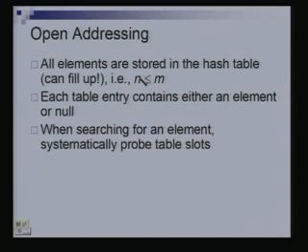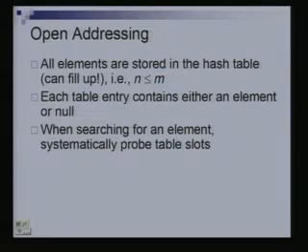Right? This was not a requirement for my chaining technique. I could have the number of elements larger than the size of the table, because there the elements were not residing in the table, they were residing in these nodes which were connected, which was part of a linked list. So each entry of the table is now either going to contain an element or it's going to be null, which means that it doesn't have any element in it. And when we are searching or inserting or deleting, we have to probe the elements of the table in a suitable manner, and I'll come to what this means in a second.